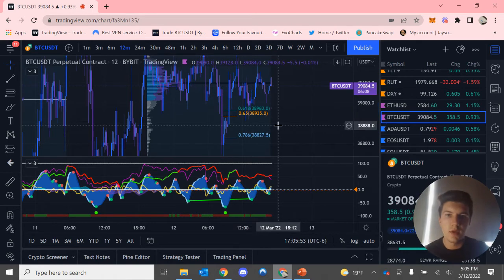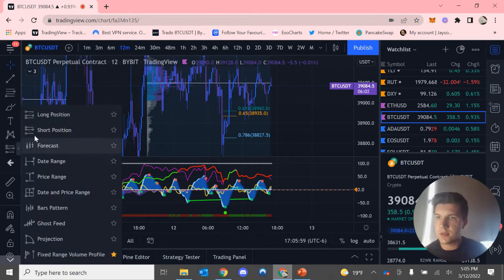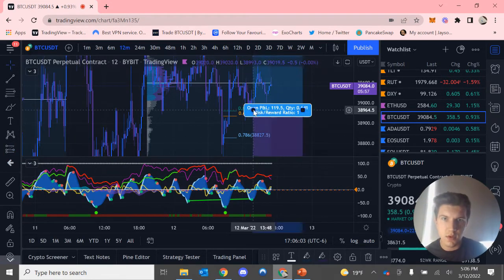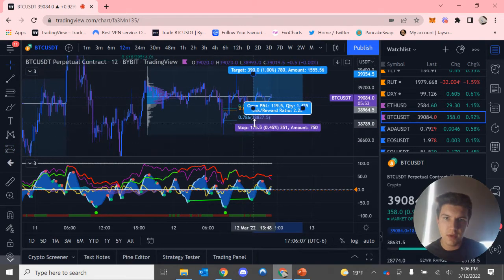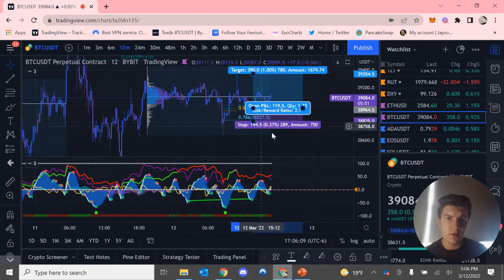So this would have been a day trade for me, and so I would have entered a long position right here. I would have put my stop loss at the next support level, and so this would have been just below the 786 as indicated.